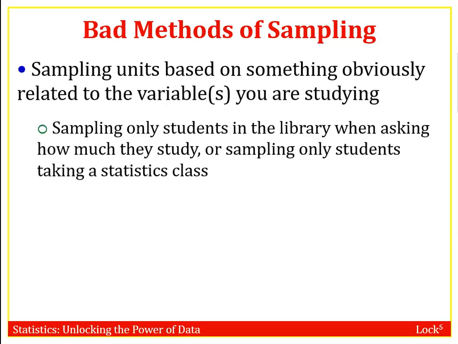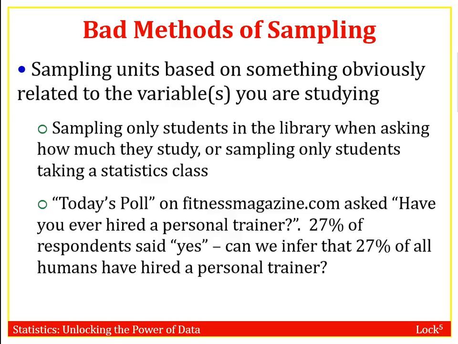When you think of students in the library asking them how much they sample, or only students in a stats class, that is not representative of the overall population of the college. If you think of today's poll in Fitness Magazine, they ask, have you ever hired a personal trainer? Well, 27% of the people said yes, which is not really representative of the overall population because people could respond if they wanted to but didn't have to. In other words, it's a voluntary sample and you don't want to trust the results from a voluntary sample.